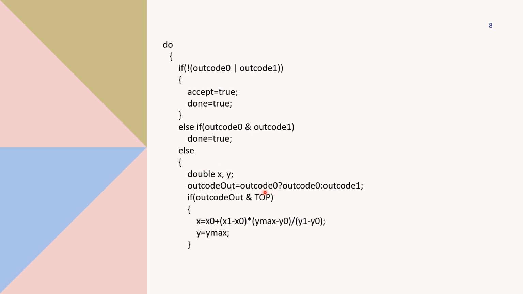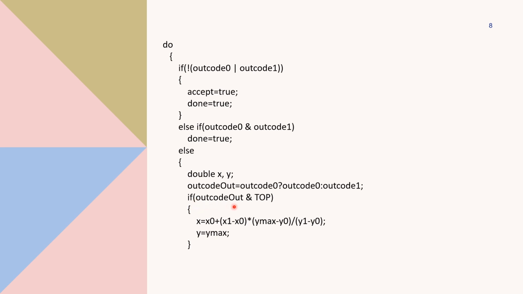If outcode 0 is true, then only outcode 0 is assigned to outcode out. Else, if outcode 0 is false, then we assign the outcode 1 value to outcode out, which means it is a ternary operator. After finding the outcode out value, we will check with respect to it whether the point is at the top, bottom, left or right.